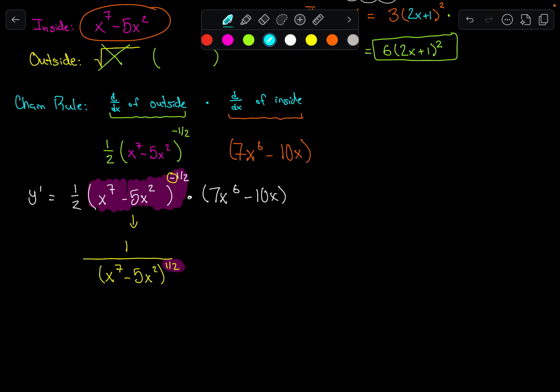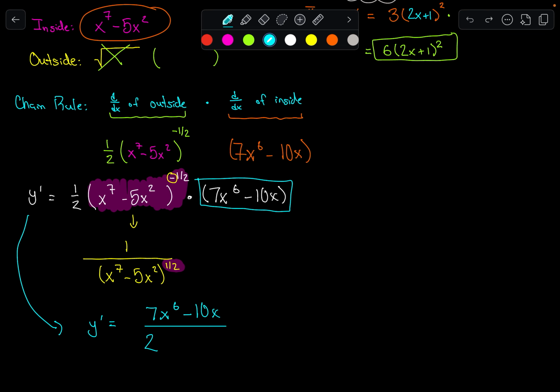So we could tidy up this entire answer and say, okay, y prime is equal to, this is going to stay on the top, so we have 7x to the 6th minus 10x divided by, we have the 2 from that 1/2 there, and then multiplied by the square root of x to the 7th minus 5x squared. And then, that's it. We're done. That is the derivative using the chain rule. Now, I had mentioned before that the chain rule kind of has existed in everything that we've done so far.